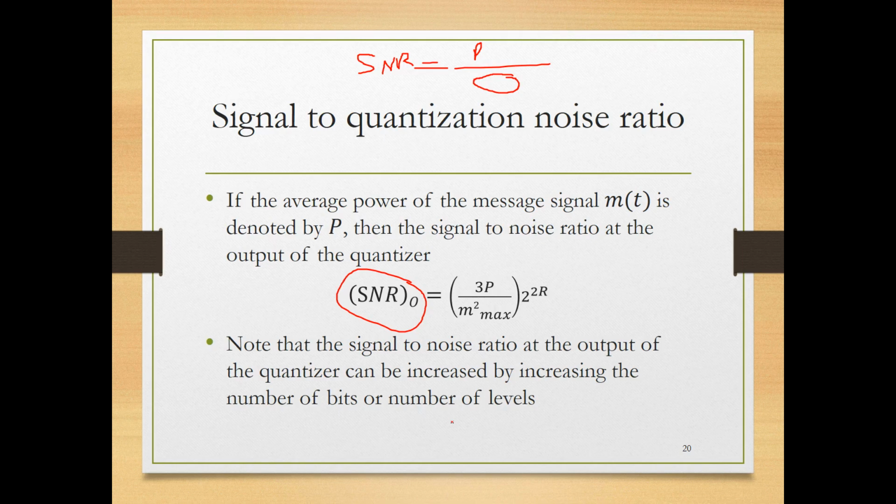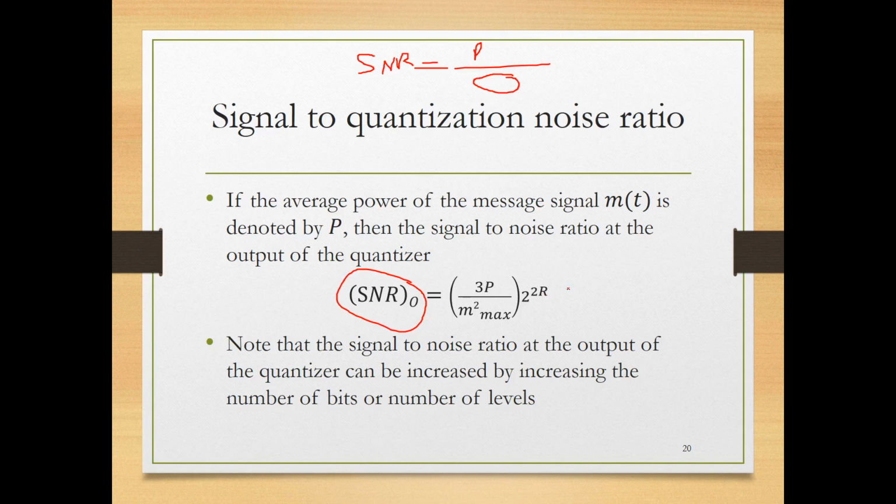So from that relationship, if I say true or false, as we increase the number of quantization levels, the quantization noise increases. True or false? It's false. As you increase the number of quantization levels, what happens to delta? It becomes small. Since delta is small, the probability of making errors becomes smaller. Signal to noise ratio increases as the number of levels increases. That's true because the error reduces.